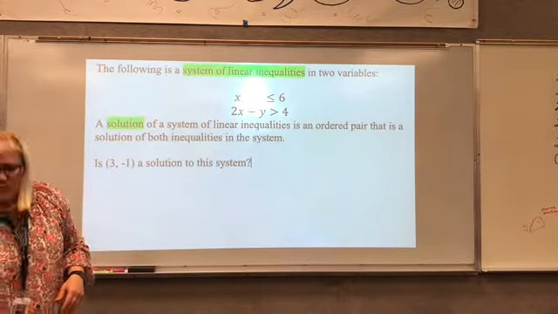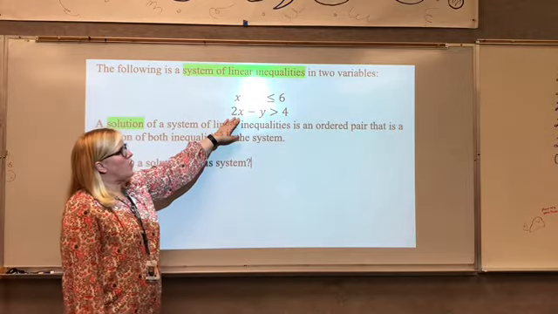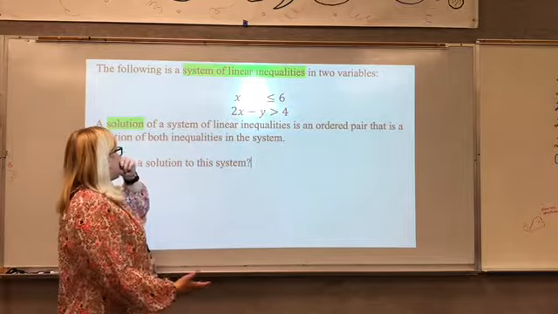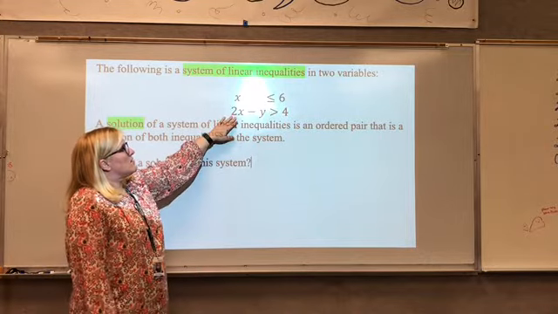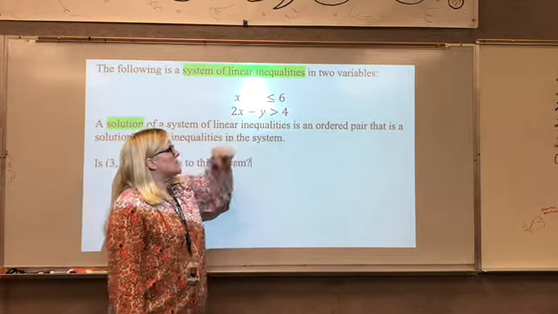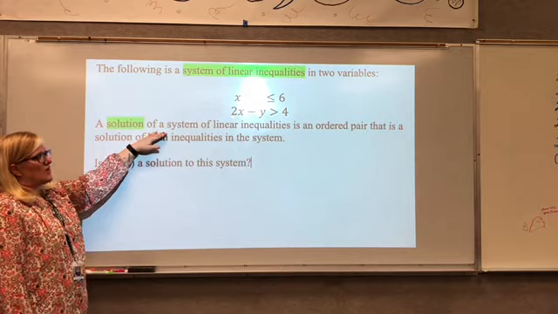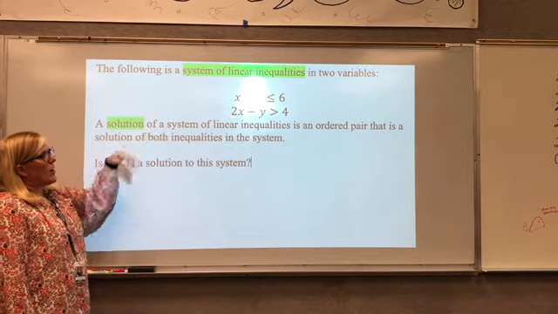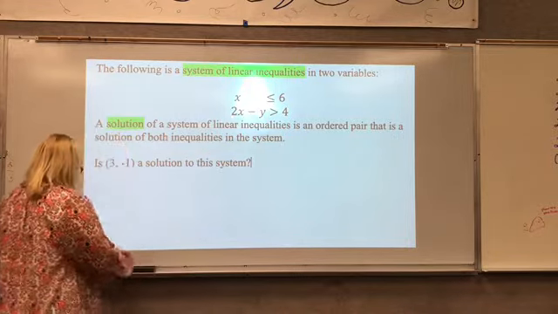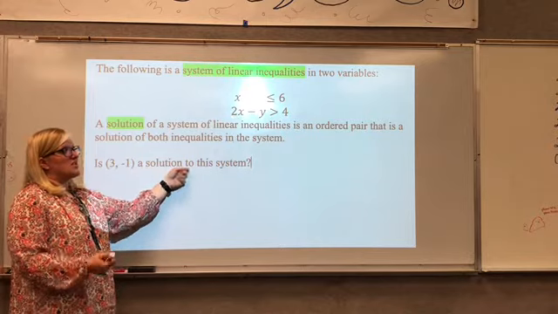Okay, so the following is a system of linear inequalities in two variables. It's very similar to a system of linear equations, only instead we have the inequality symbols. A solution of a system of linear inequalities is an ordered pair that is a solution of both inequalities in the system. So, is (3, -1) a solution to this system?